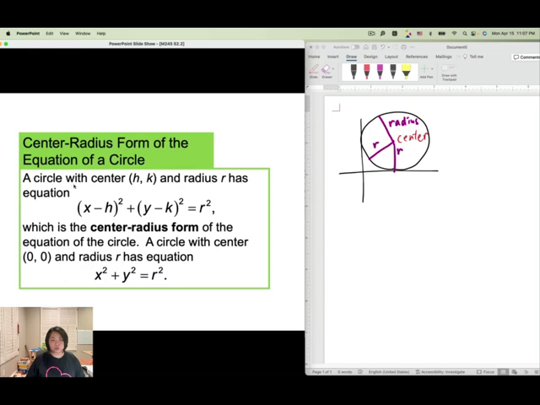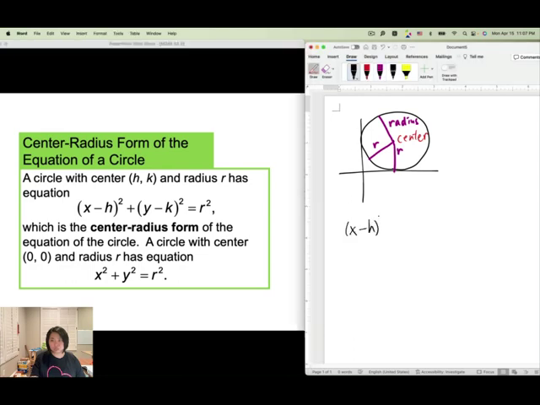We do have the circle with the center h and k. This is the ordered pair, and the radius r has the equation. I need you guys to remember this equation. (x minus h) squared plus (y minus k) squared equal to r squared.